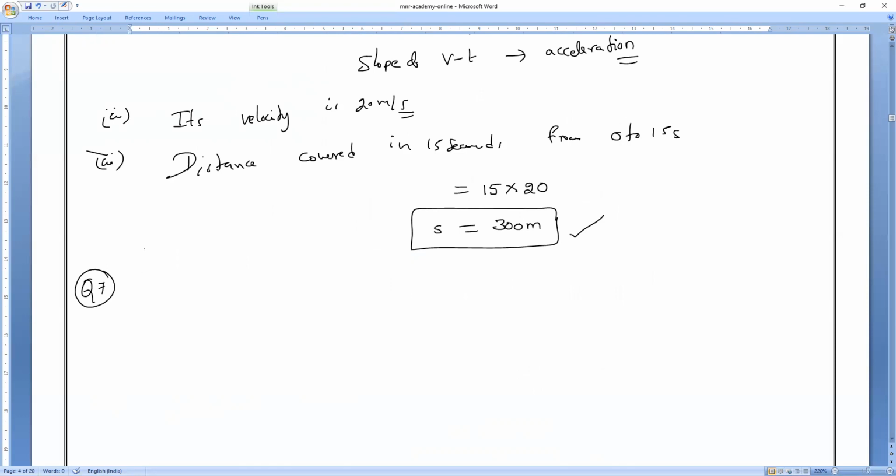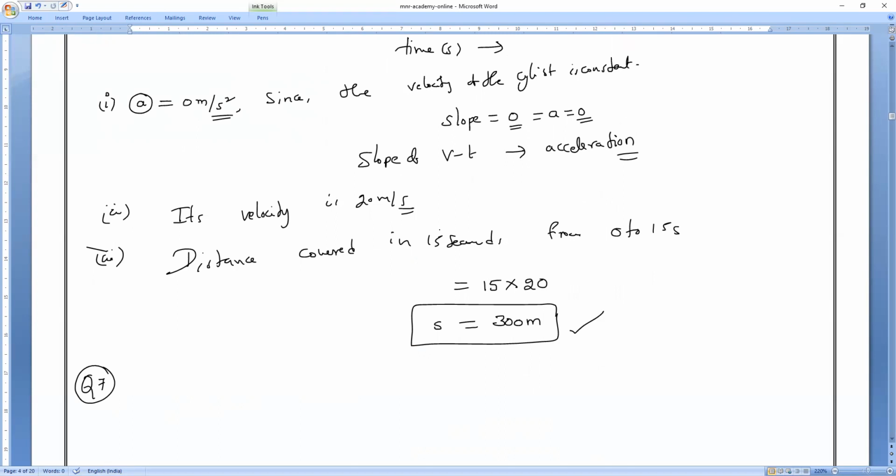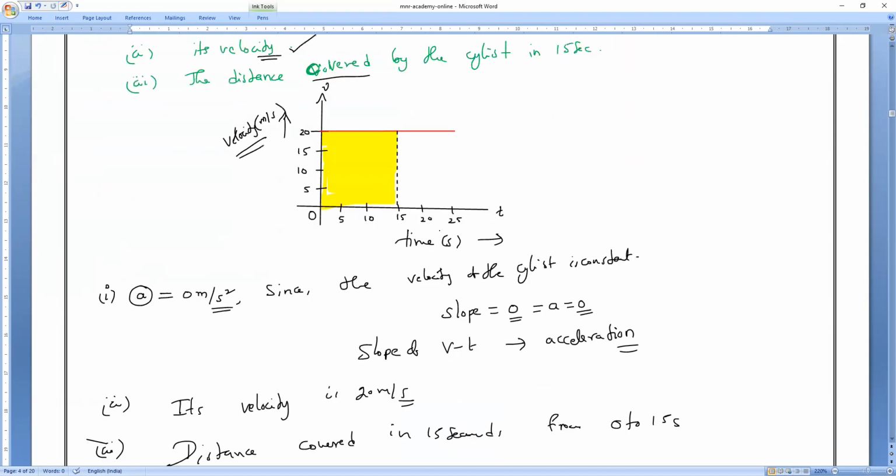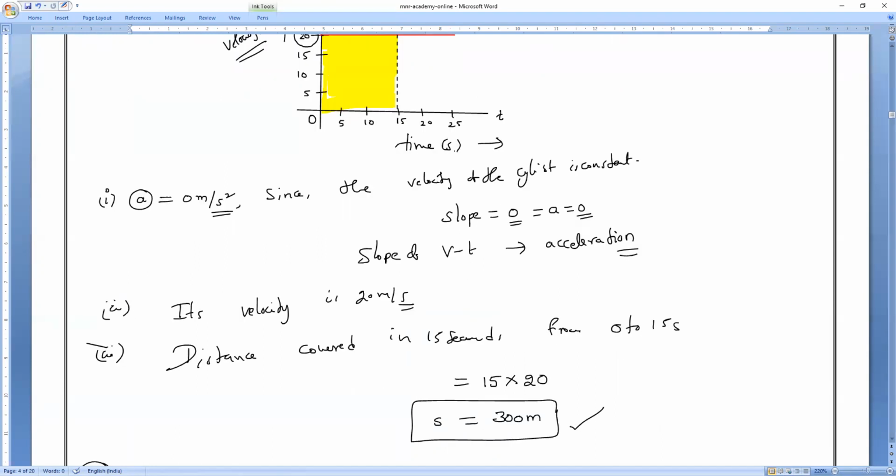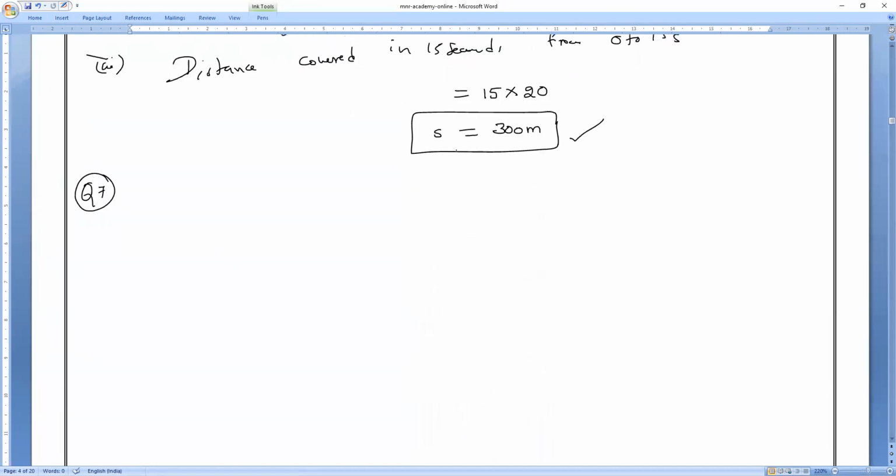Sir, I'm having one doubt, sir. Yeah, please. How, sir, did you calculate the velocity as 20 meters per second? It is going with a constant velocity. Here you can see the velocity scale. That is 20. At that point, the boy is going continuously in a straight line, so that is its velocity. Okay, sir.